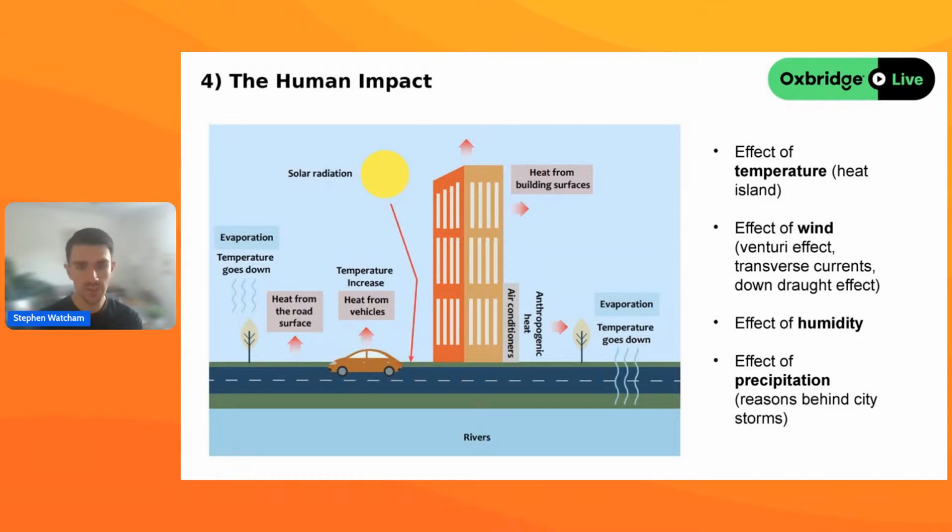Okay, so this is your case study. This is looking at certain urban environments. There are some examples in the notes. Choose that urban environment and study its impact in regards to these four effects.